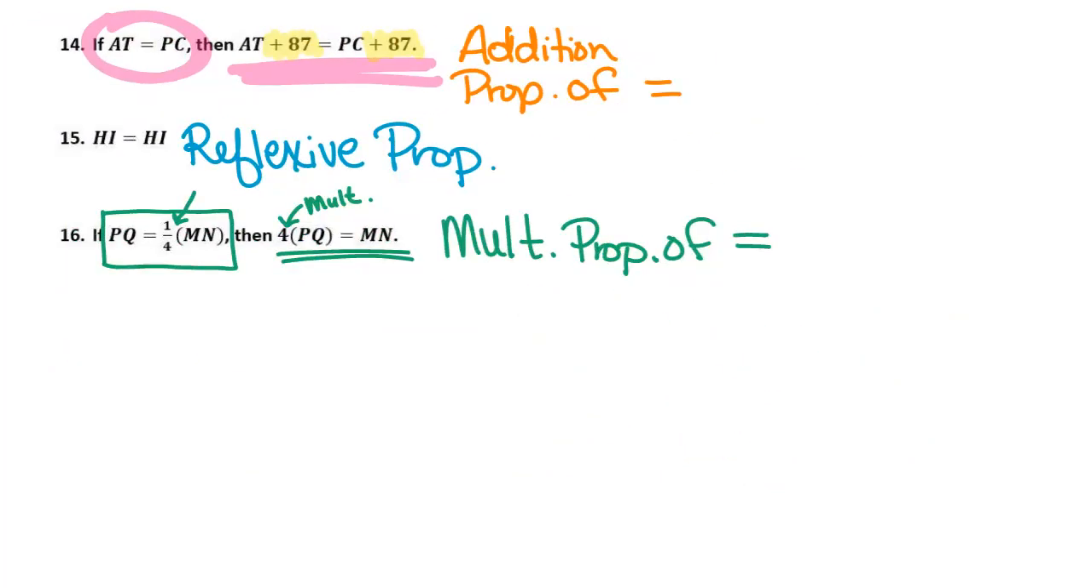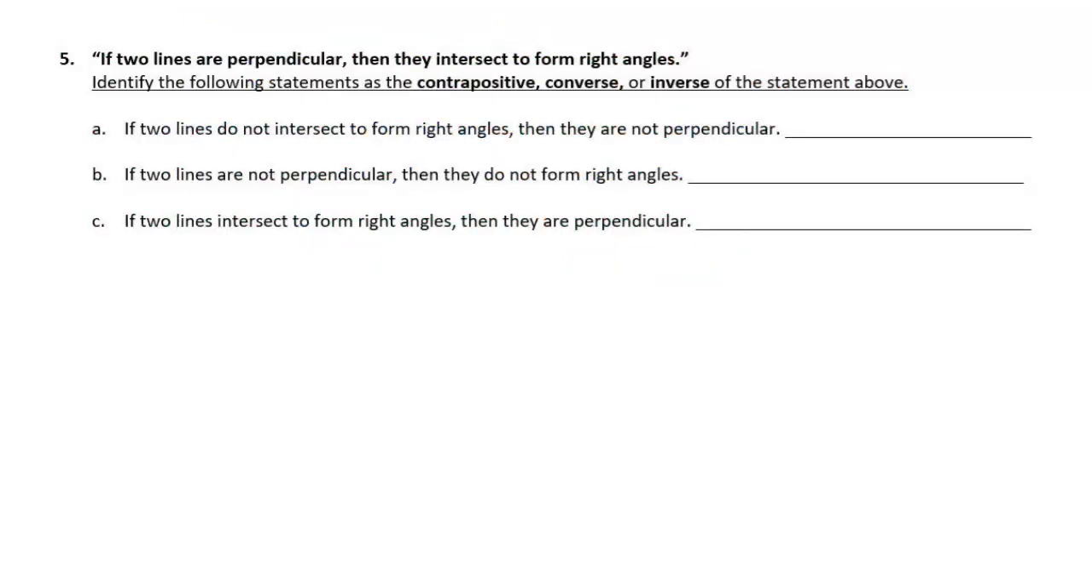All right, number 5 was the next one we were asked for, and then I'll take more requests. Number 5. It's right here. If 2 lines are perpendicular, then they intersect to form right angles. Identify the following statements as the contrapositive, converse, or inverse.